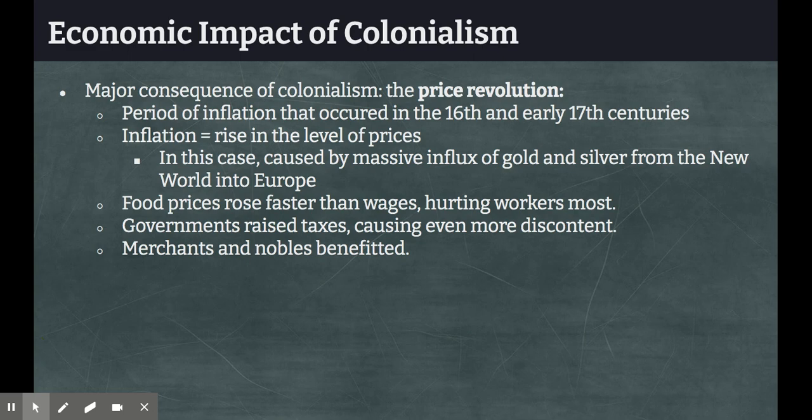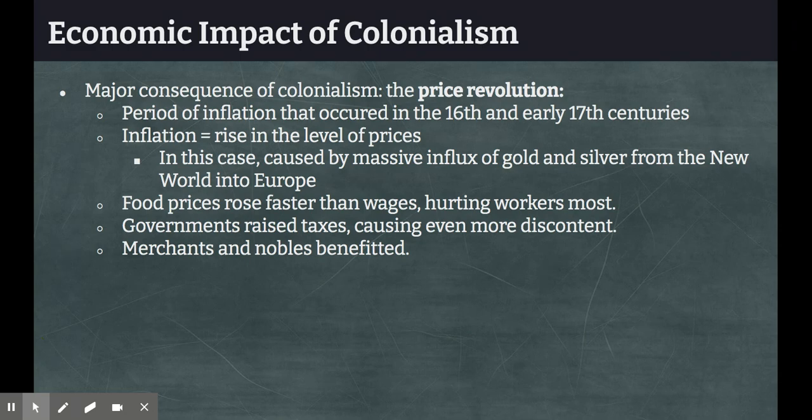What you really need to understand is the impact this had on people, and it wasn't evenly distributed. Food prices rose faster than wages, which hurt workers who earned wages, right? Whether agricultural workers or urban workers, it hurt them the most. They couldn't afford food. There was hunger, there was starvation, and all of that. Governments, in response to this decrease in the value of money, raised taxes because they needed to keep taking in money. This put even more pressure on workers, so it caused all kinds of discontent.